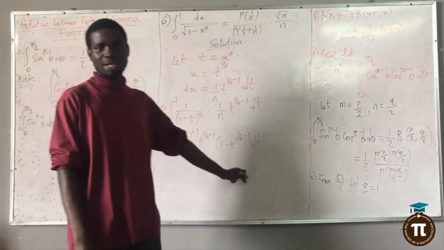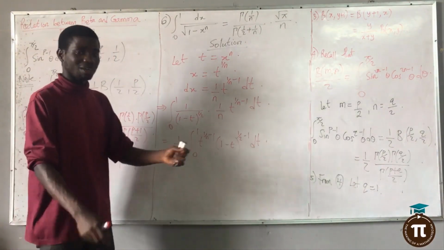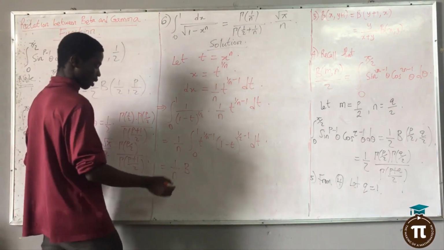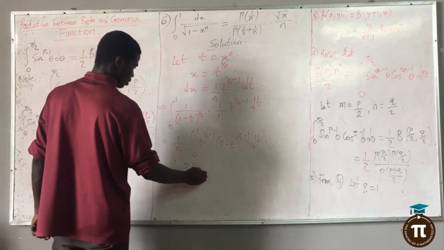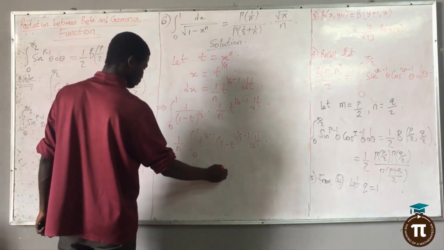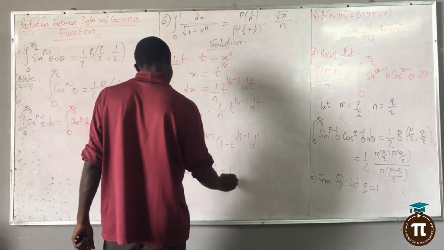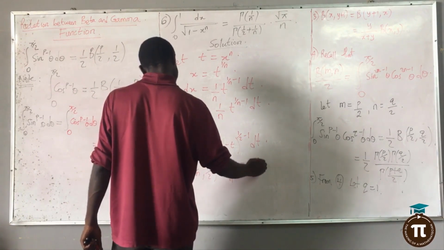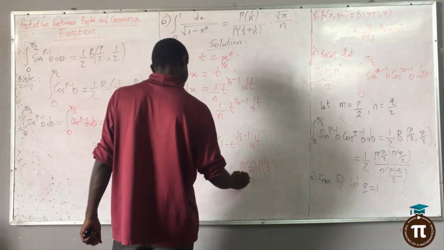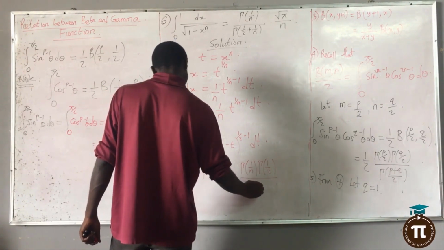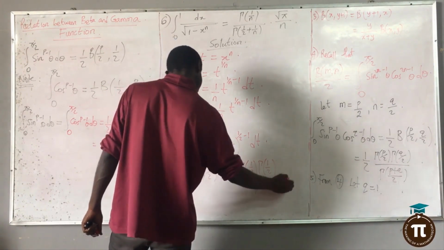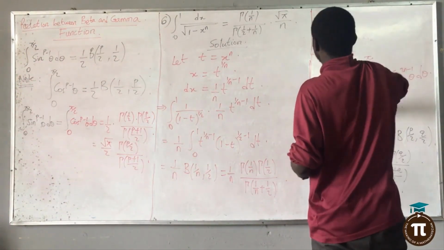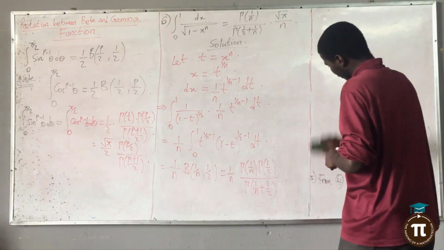So by the definition of the beta function, this will be exactly 1 over n times beta of 1 over n, comma 1 over 2. So this is 1 over n, gamma of 1 over n, gamma of 1 over 2, over gamma of 1 over n plus 1 over 2, from what we got from the relationship between the beta and gamma functions.